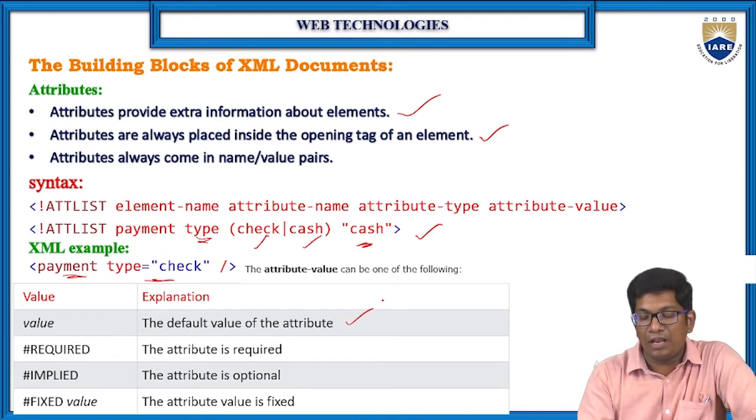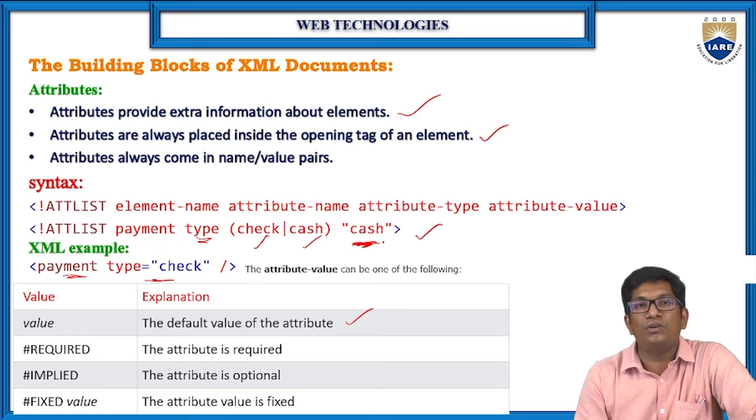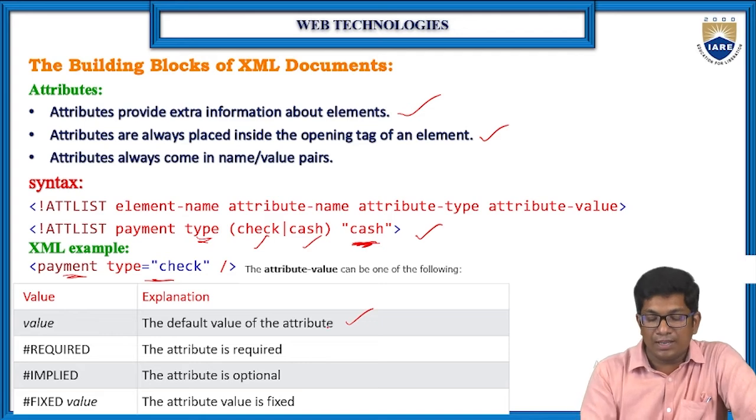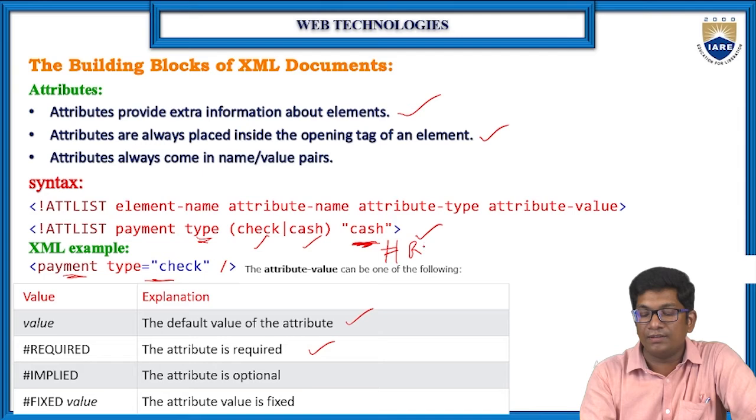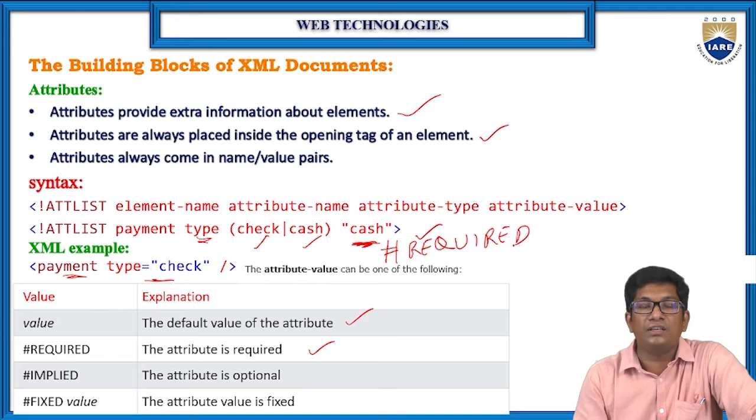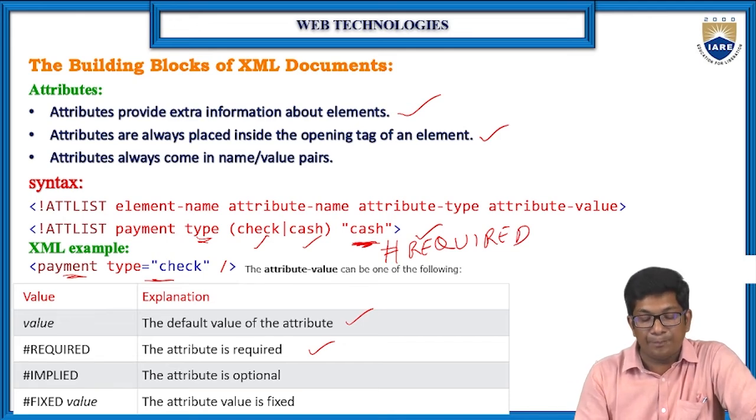Next, value is the default value. Suppose you have not given any attribute in your element, then it takes the default value. Next, required. Suppose here you write #REQUIRED, that means it is mandatory. You have to give the value in your element. Implied: this attribute is optional. There is no force, it is not mandatory to give the attribute value.